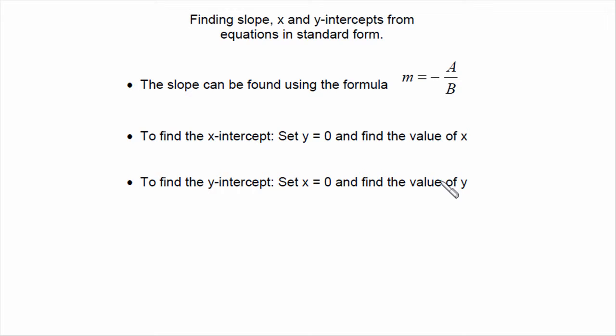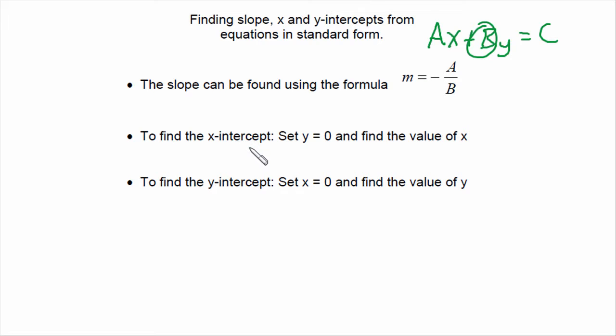All right, next example. Still working with standard form lines. So finding slope, x and y intercepts from equations in standard form. So the slope can be found using the formula slope equals -a over b. Again, standard form was ax plus by equals c. So this a is this a. This b is this b. What I normally have students do is put this part in parentheses, and you work with that negative last because the signs can start to give you trouble if you don't. And we'll get to that in a moment.